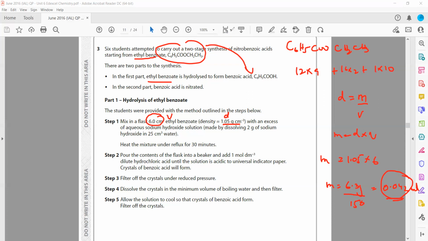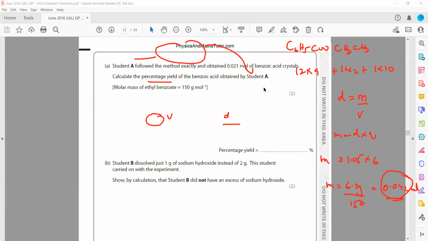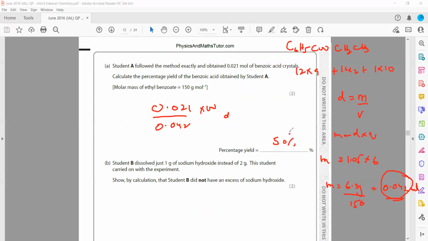And to get the percentage yield, practical value divided by theoretical into 100. So practically, we are getting 0.021 and theoretically we should get 0.042. So the percentage yield, practical value divided by theoretical value into 100, will give us about 50% yield. Is it clear, this one discussion?